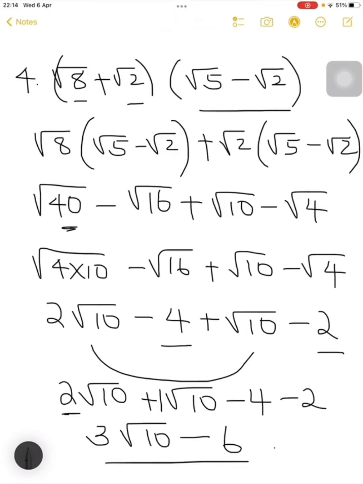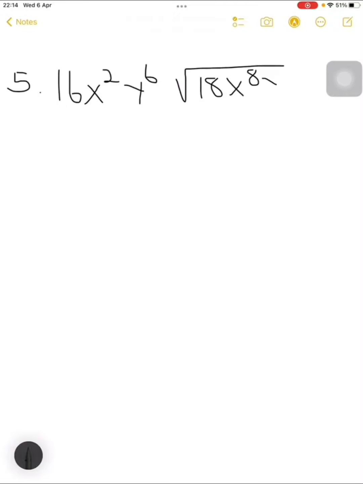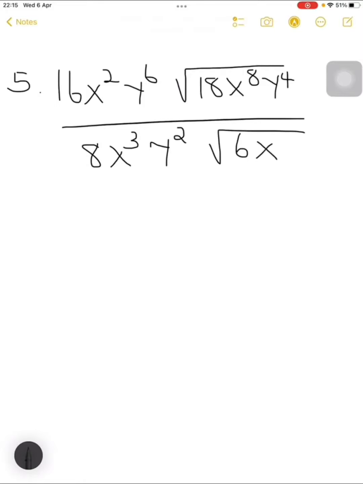Alright? Okay. Then finally example number 5. Number 5, we are required to simplify this: 16x squared y power 6 into the square root of 18 x power 8 y power 4, all this divided by 8x cubed y squared, then the square root of 6xy.